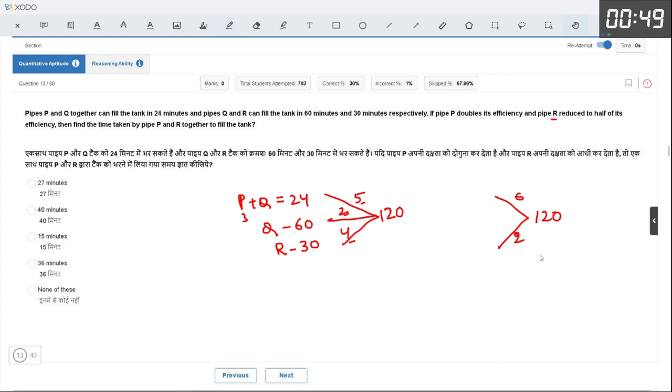Right? So the sum of the efficiencies will be, because it is the time taken by P and R together, so I took 6 plus 2 as 8. Then in minutes. Right?